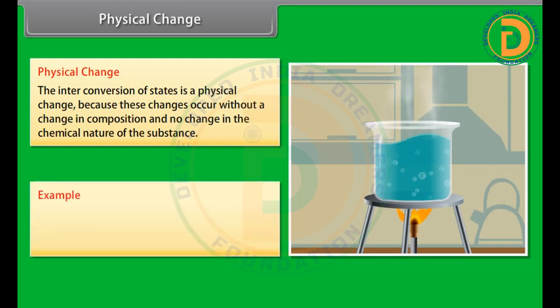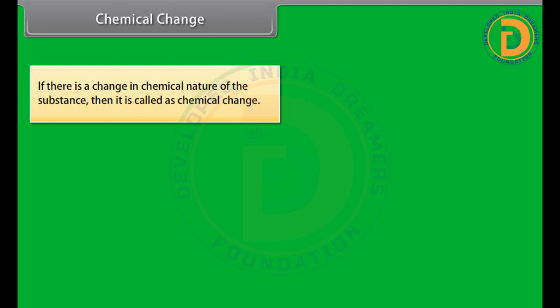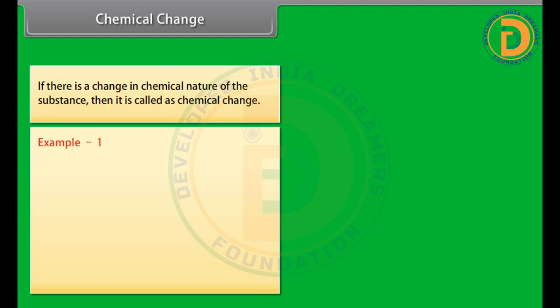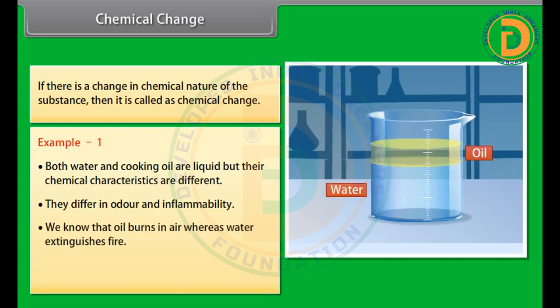For example, although ice, water, and water vapor all look different and display different physical properties, they are chemically the same. Chemical change. If there is a change in chemical nature of the substance, then it is called a chemical change. Example 1. Both water and cooking oil are liquid, but their chemical characteristics are different. They differ in odor and inflammability. We know that oil burns in air, whereas water extinguishes fire. It is the chemical property of oil that makes it different from water.